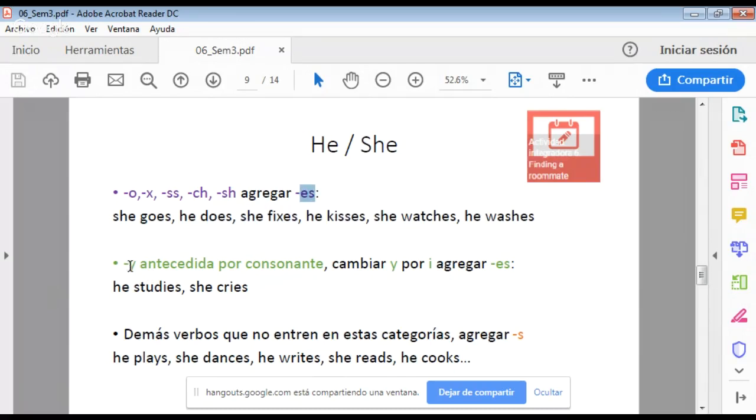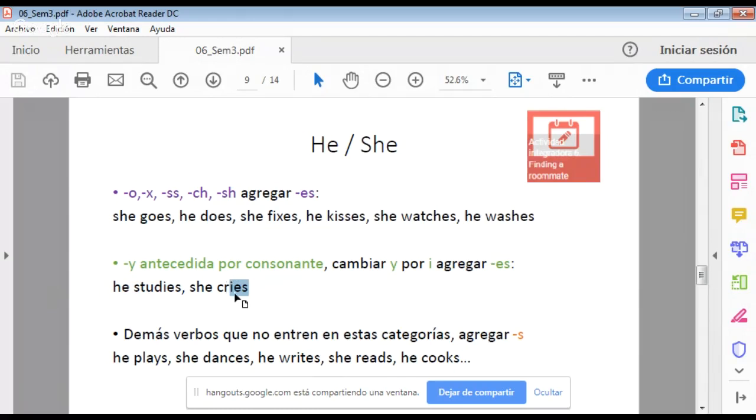La segunda regla dice, si el verbo termina en Y antecedida por consonante, tenemos que cambiar la Y por I latina y agregar ES. ¿Suena un poco complicado? Sí, pero no lo es, fíjense. He studies or she cries. ¿Cuál es el verbo original? Study, como ustedes saben, termina en Y. Cuando decimos I study, you study, we study. Como la Y es antecedida por una consonante que es la D, entonces la Y la cambiamos por I latina y agregamos ES. Y se convierte en he studies.